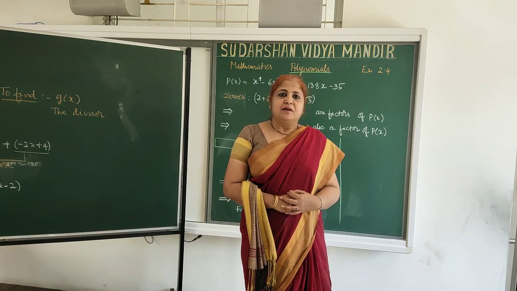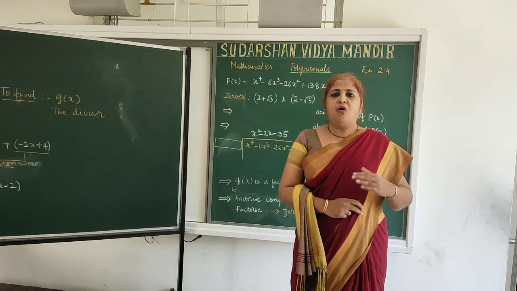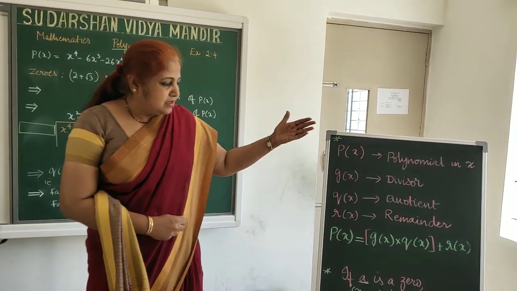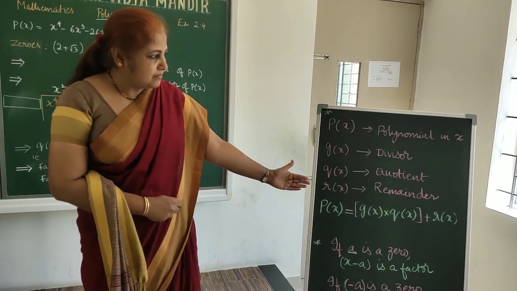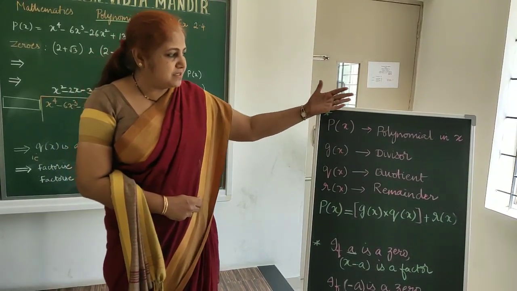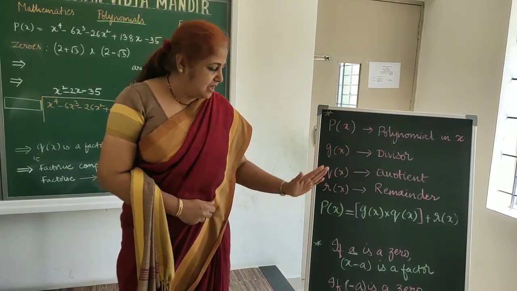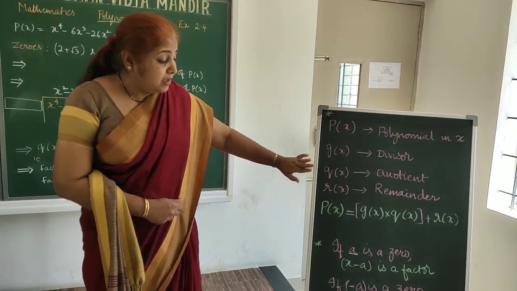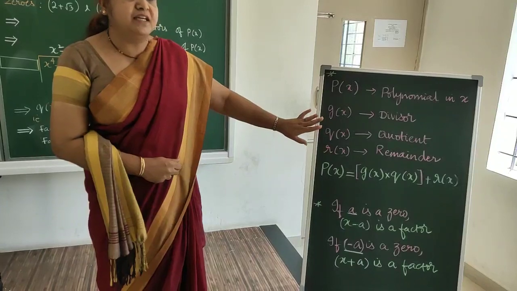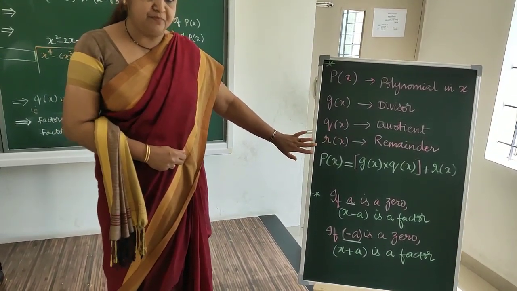We had started with polynomials, so let us first check on what we had done in polynomials. The division algorithm, where P of x represents polynomial in x, G of x represents the divisor, Q of x is quotient and R of x is remainder. This is the division algorithm that we discussed, and we have taken up a number of problems based on the division algorithm.